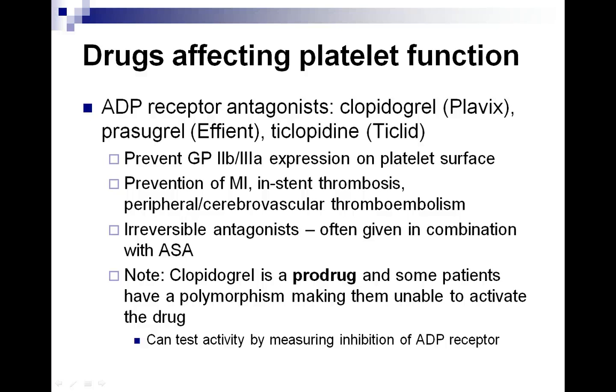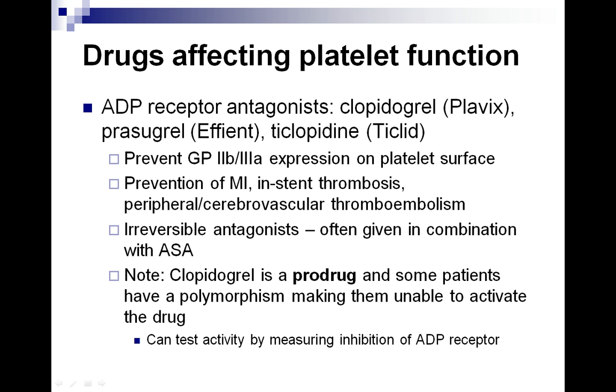We see nowadays some more modern drugs like the ADP receptor antagonists, and these include clopidogrel, which is Plavix, prasugrel, which is Effient, and ticlopidine, which is Ticlid. These are drugs that we see being given a lot by cardiologists and perhaps neurologists. These drugs prevent the expression of the glycoprotein 2B3A on the surface of the platelet.